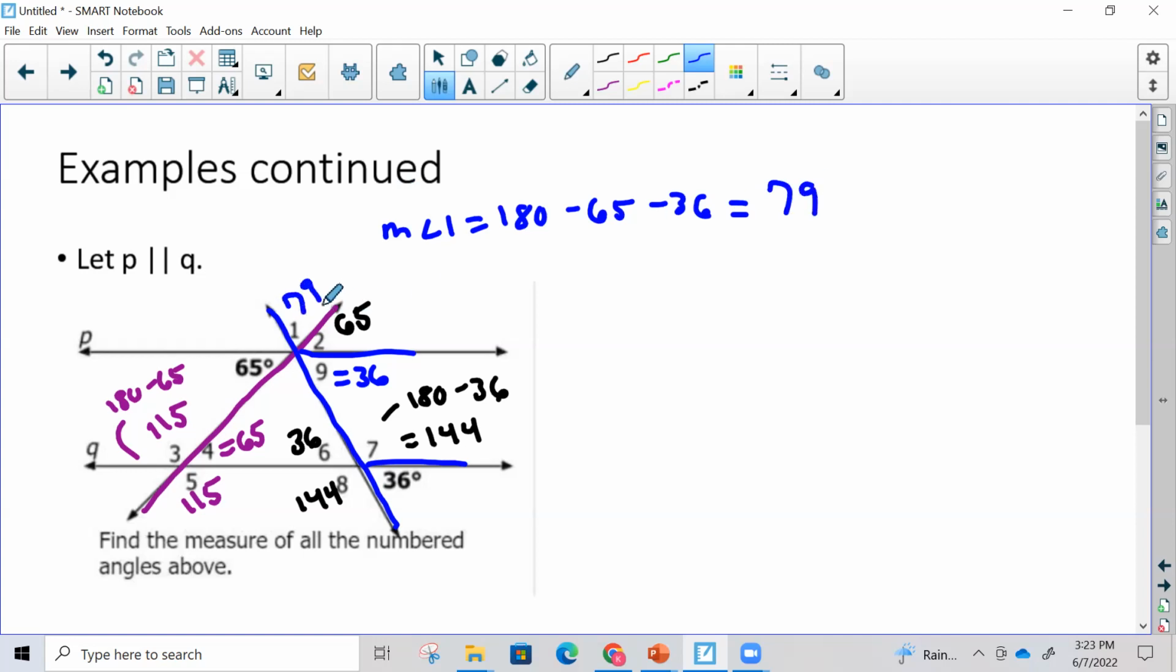Sometimes students don't see that. So the other option is you could use the triangle, and the triangle adds up to 180. So you could find this angle here, doing the same thing, 180 minus 65 minus 36. And then that angle and angle 1 are vertical, so that would be the other way to find it. So those are a few examples of using the angle pairs to find angle measures.